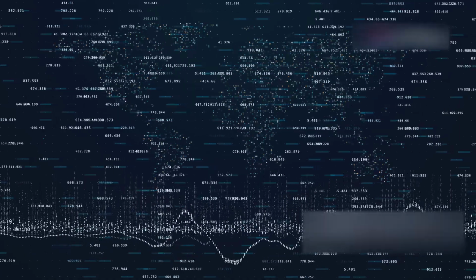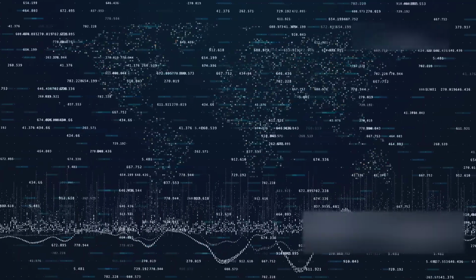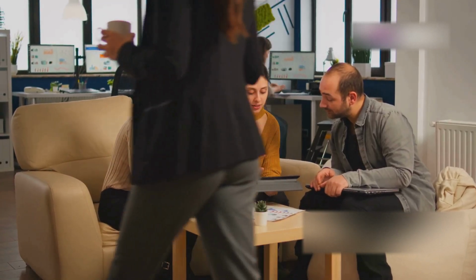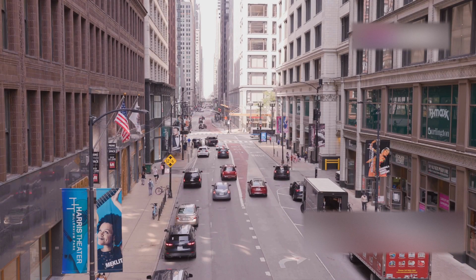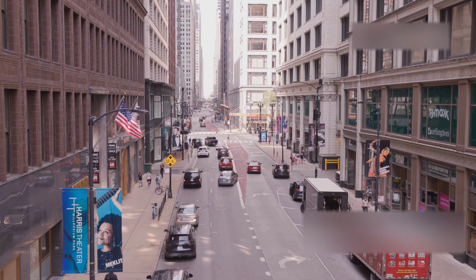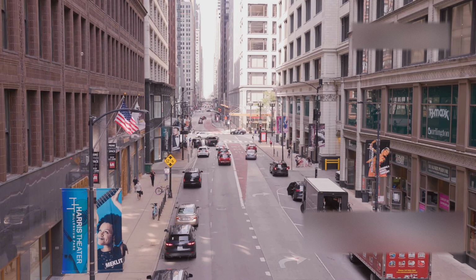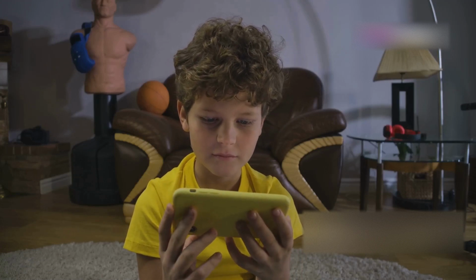Here's a secret. Not all viewers are created equal when it comes to YouTube earnings. Your audience's location plays a pivotal role in determining your CPM and overall revenue. Why? Because advertisers are willing to pay more to reach specific demographics in certain regions. For instance, viewers in developed countries like the United States, Canada, and the United Kingdom tend to generate higher CPMs due to their stronger purchasing power and advertiser demand. On the other hand, viewers in developing nations might yield lower CPMs.